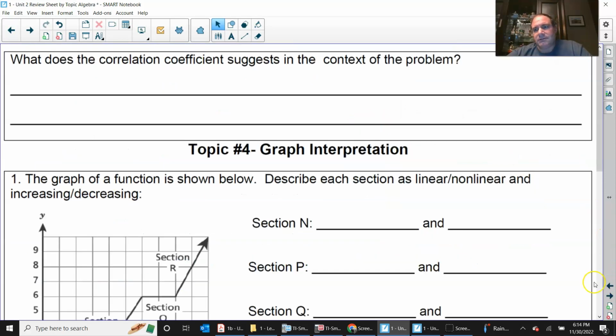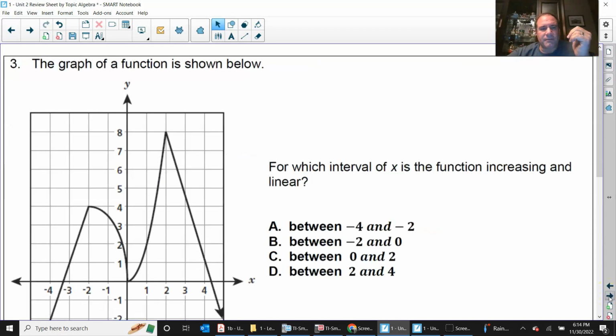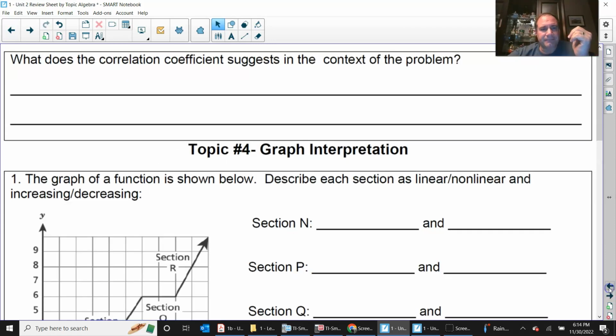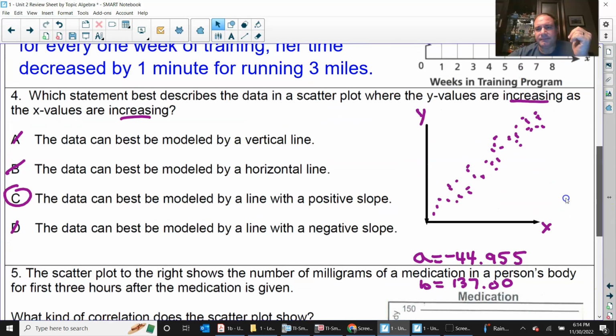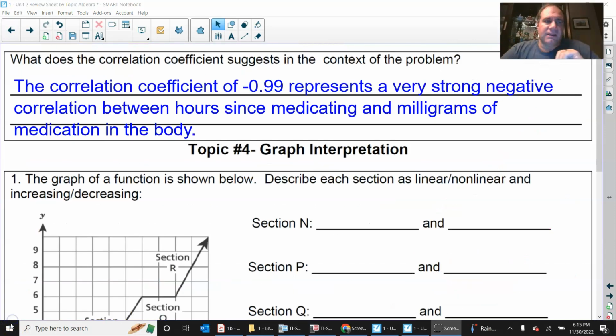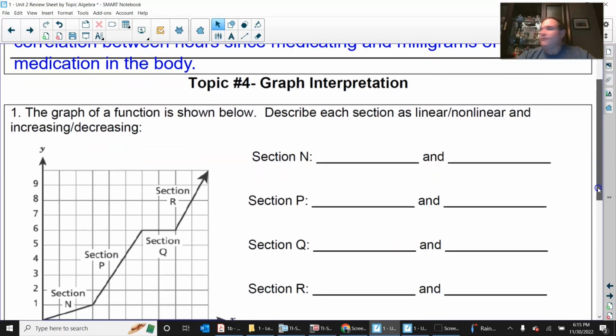Oh, there we go. I didn't see it, I put it in the other part of this. So I'm just going to go back and put this right here. What does the correlation coefficient suggest in the context of the problem? The correlation coefficient of -0.99 represents a very strong negative correlation between hours since medicating and milligrams of medication in the body. That is basically it.